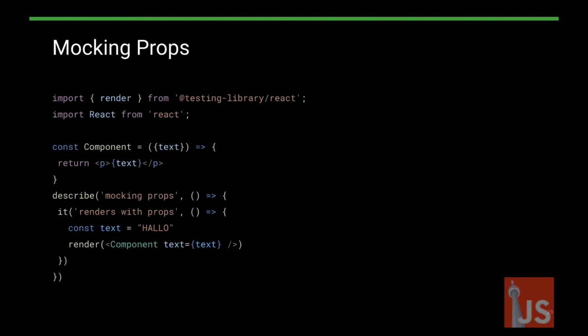Okay, so mocking props. I just have the simplest example here. Let's say you have a component that takes text. You can just mock it by passing in some string like hello. Mocks are pretty straightforward. This is a really simple example. If your component has 20 props, it's going to be more complicated.